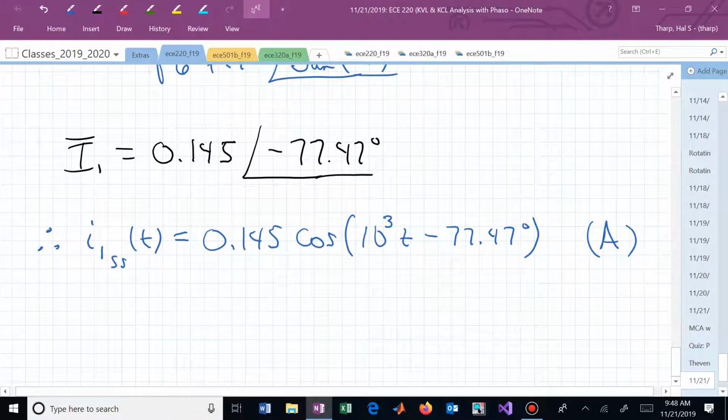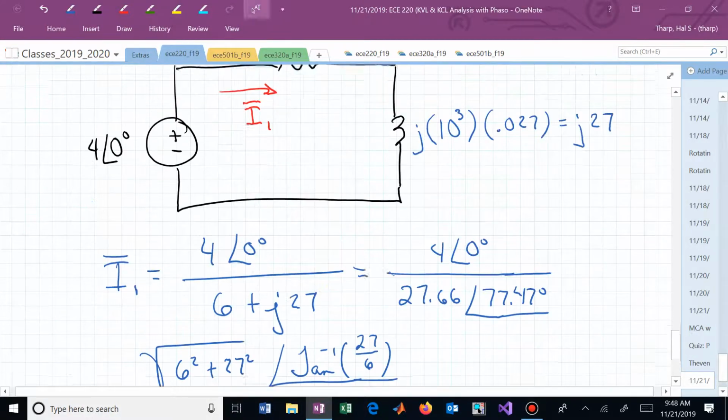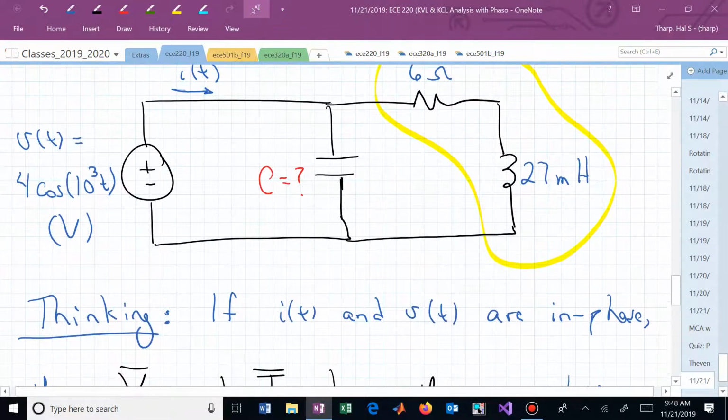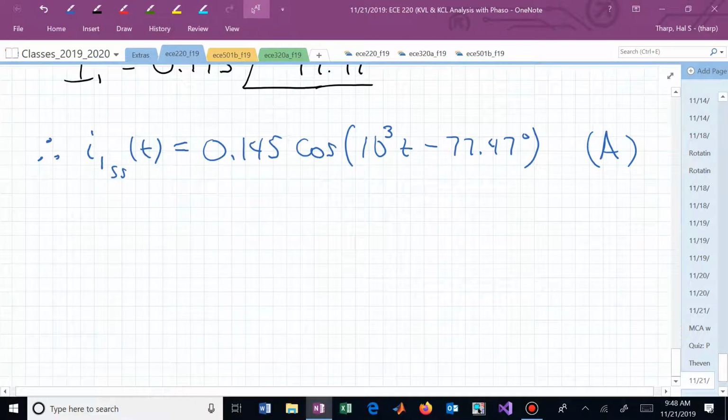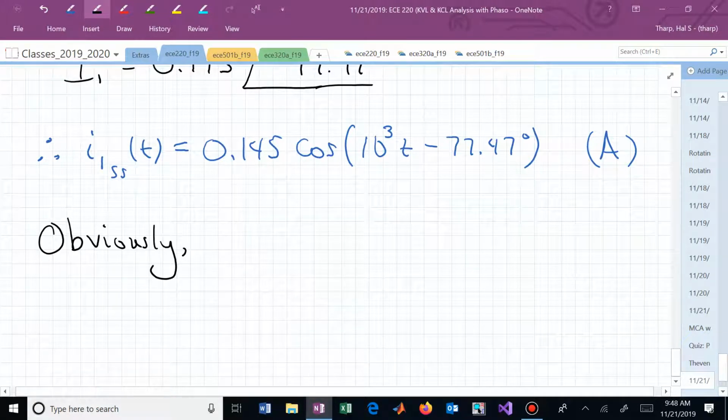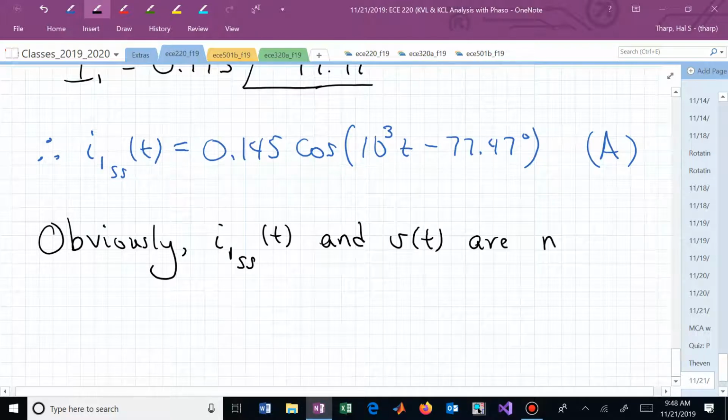Is this current, I sub 1 steady state, in phase with V? Are the peaks and the troughs aligned? No, they don't have the same argument. They don't share the same phase shift. So hopefully it's clear. Obviously, I sub 1 steady state of t and V of t are not in phase.